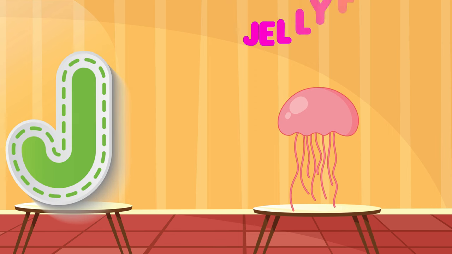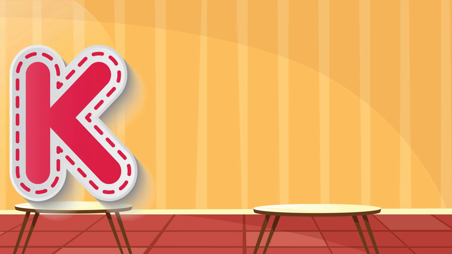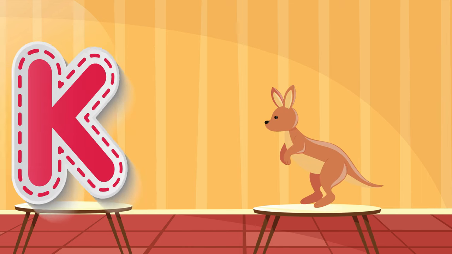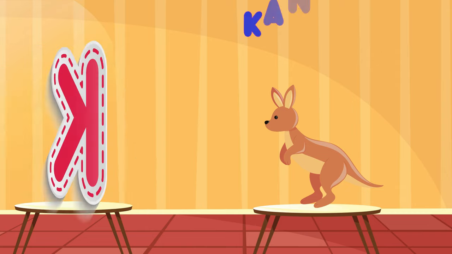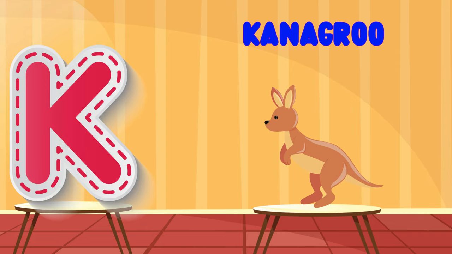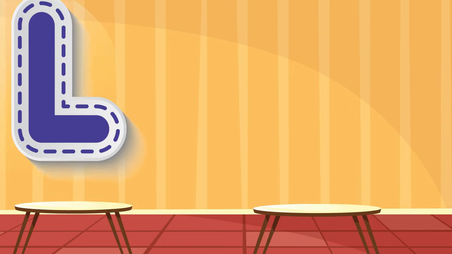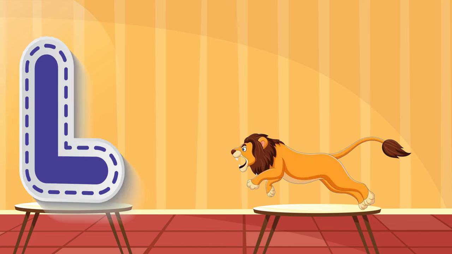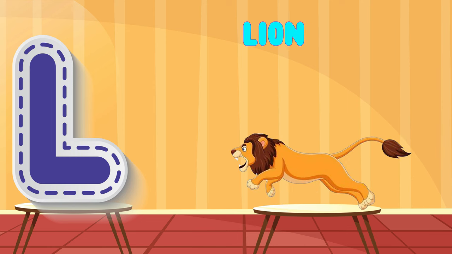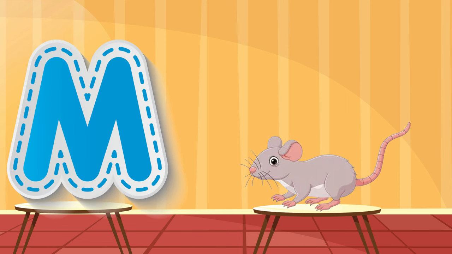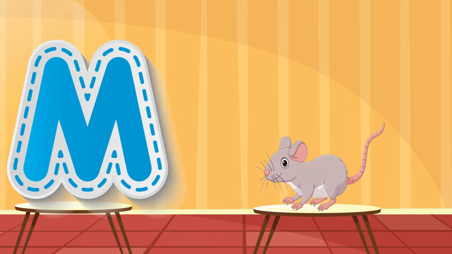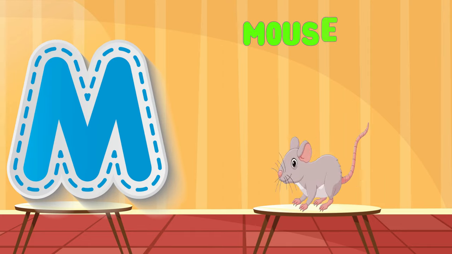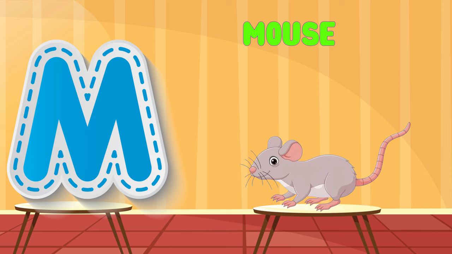Jellyfish. Yay! Jellyfish! K is for kangaroo. Kangaroo. Yay! Kangaroo! L is for lion. L, lion. M is for mouse. M, mouse.